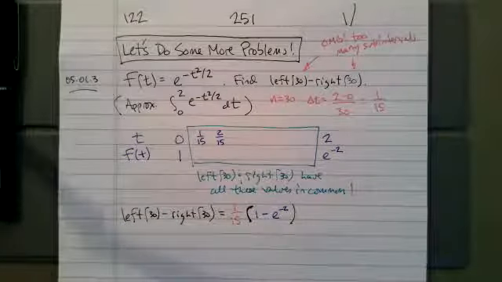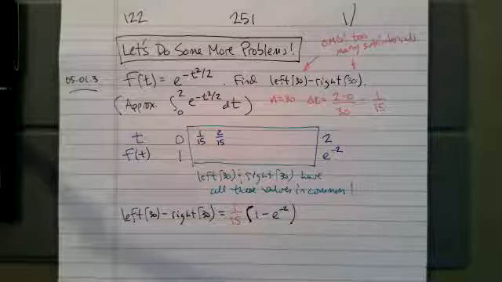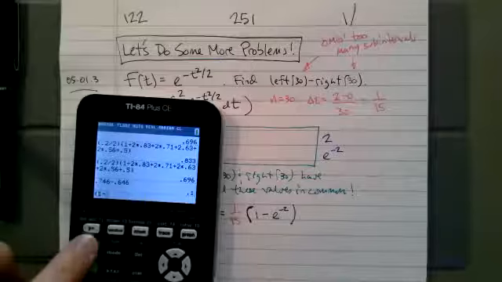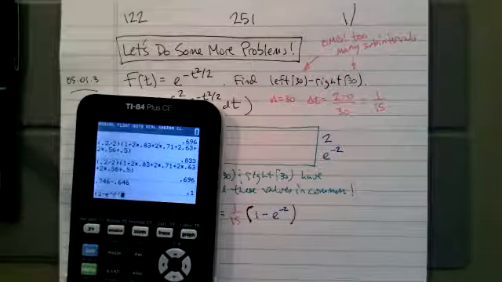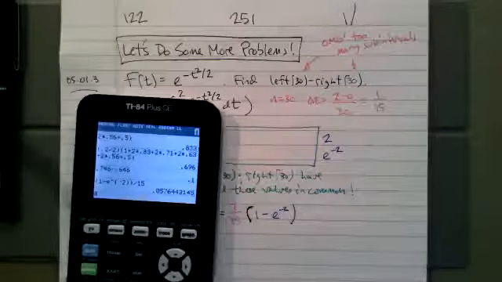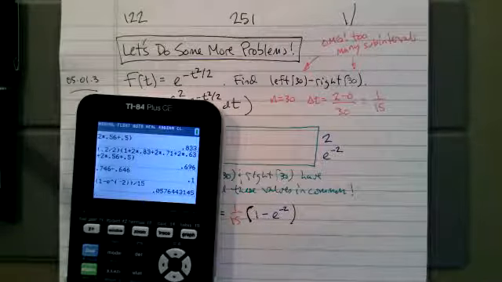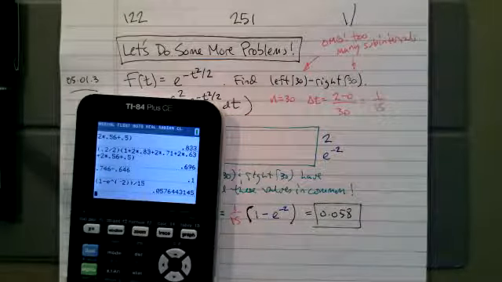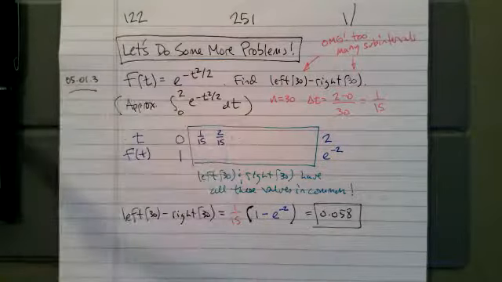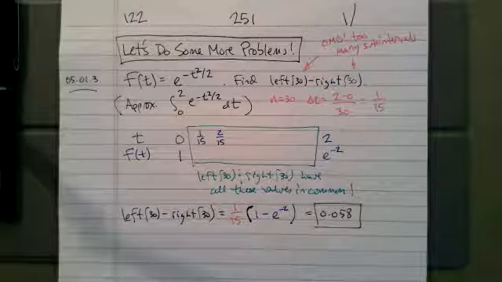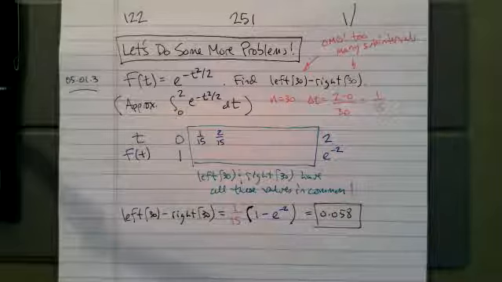So all we need is 1 minus e to the minus 2, divided by 15. That comes to 0.0058, to a few decimal places. So if we use 30 subintervals, then the difference between left and right will be 0.0058. We will be within 0.0058 of the actual value of the definite integral. Any questions?